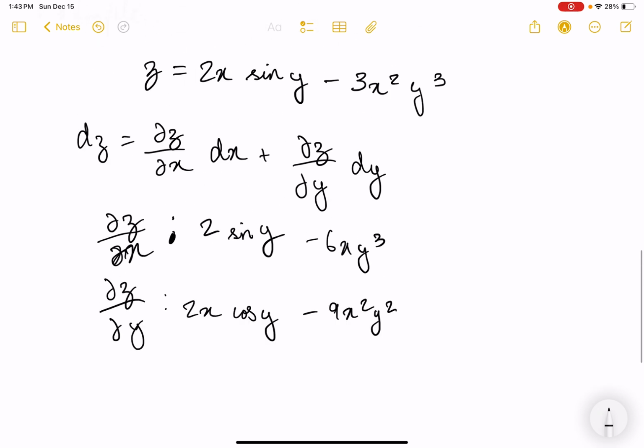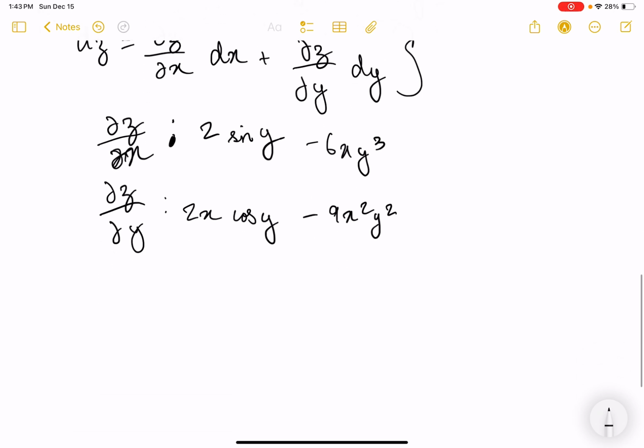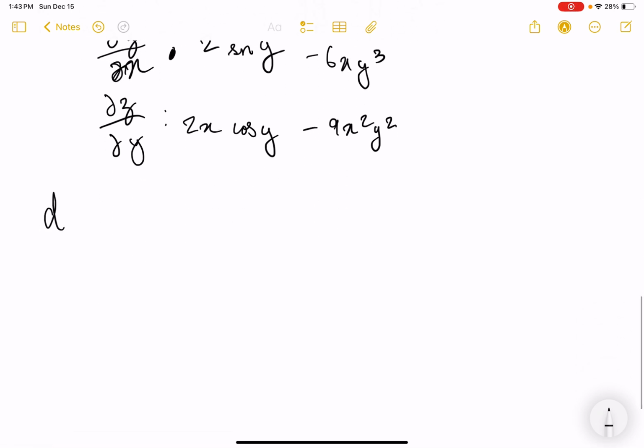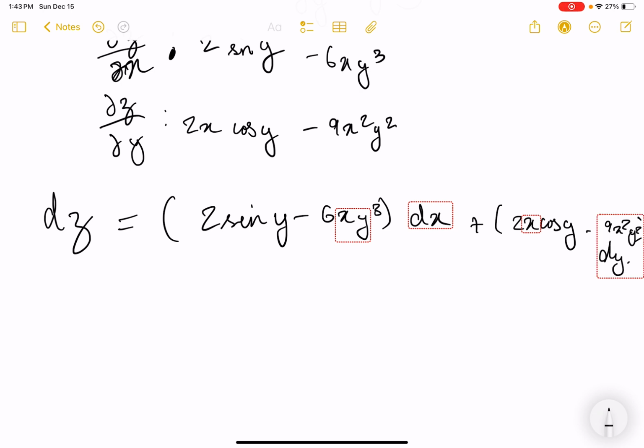Now, let's put them back into our original formula, this formula over here. So in total, dz is equal to the quantity 2 sine y minus 6xy cubed dx plus 2x cosine y minus 9x squared y squared, I'm running out of space, dy. So this is the total differential. Each term shows how x and y individually contribute to changes in z.